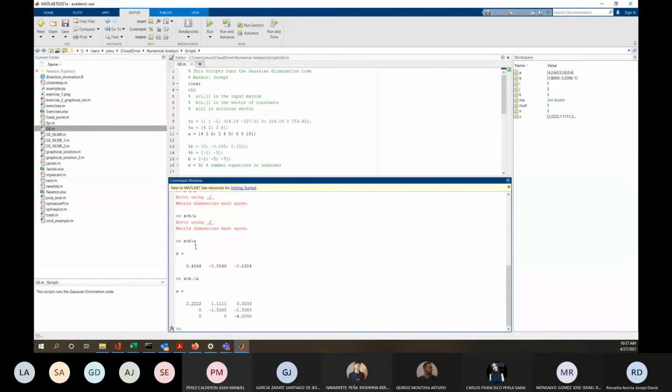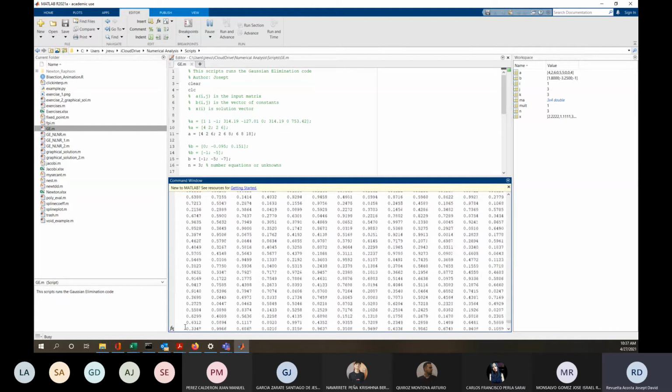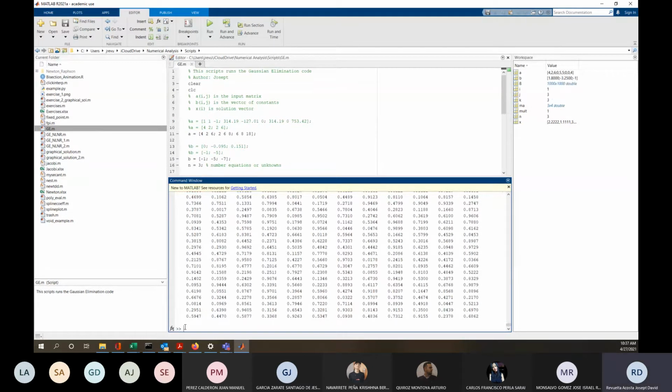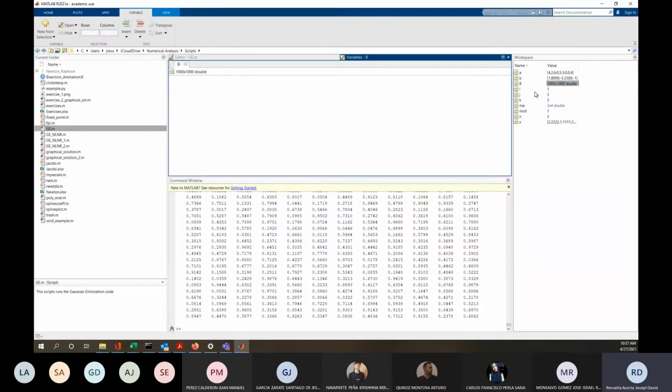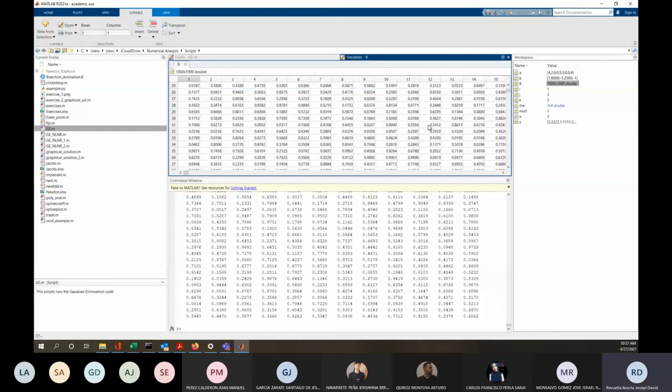For example, let's make zeros of 1,000 by 1,000 plus a friend of 8,000. Let me see if I can formulate the vector like this. So there you go. This is a matrix of 1,000 by 1,000, and it was equal to B. So B is a huge matrix.